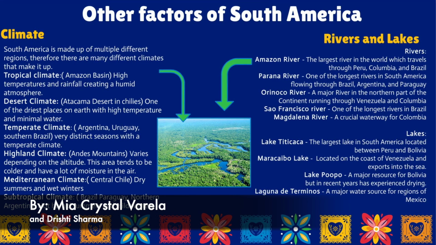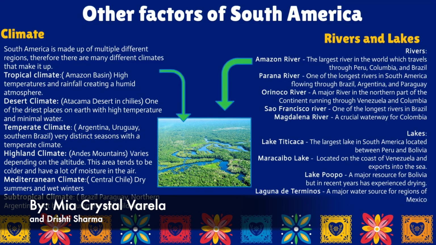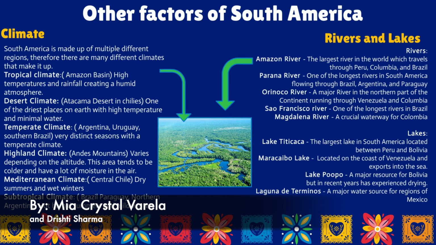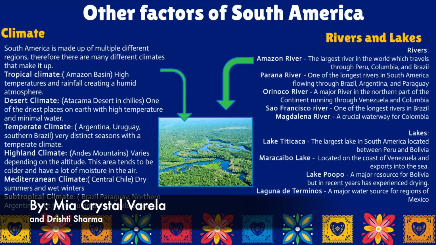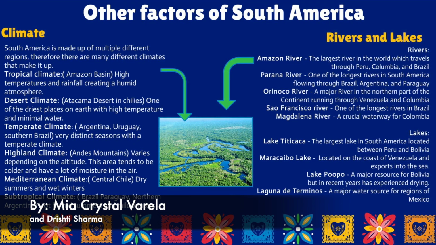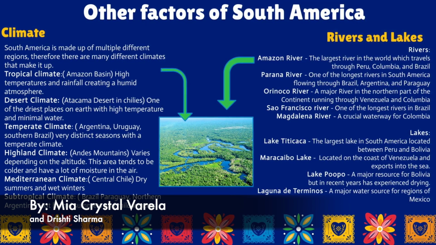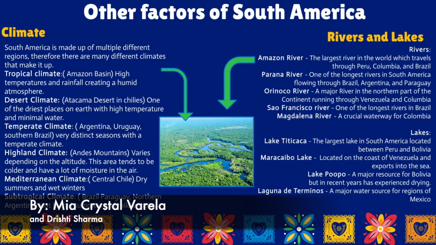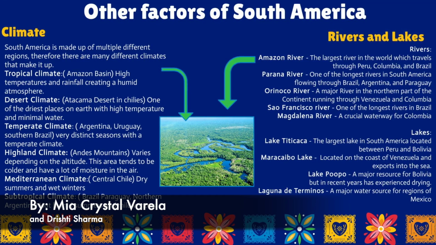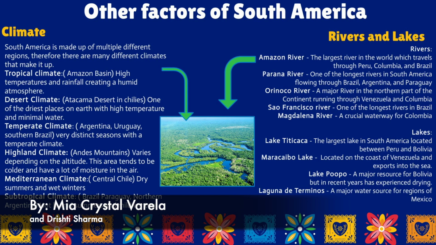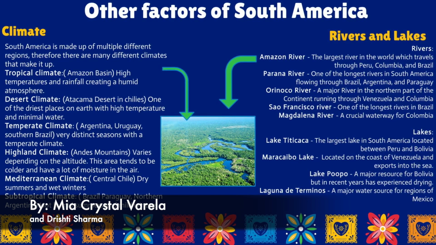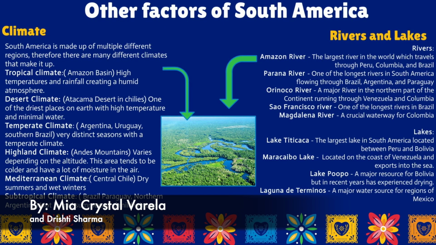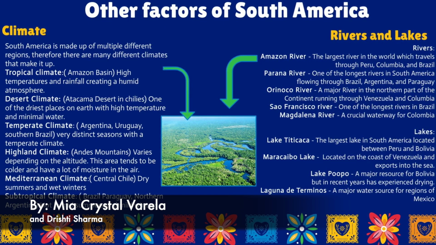So starting off with climate, you're going to have a different climate varying on where you are in South America. So if you're in a tropical climate, such as the Amazon Basin, you're going to have high temperatures and rainfall, creating an atmosphere that is humid. If you're in the desert climate, such as the Atacama Desert in Chile, this is one of the driest places on the earth, and so the high temperature is going to be present with minimal water in the air. If you have a temperate climate such as Uruguay or southern Brazil, you're going to have very distinct seasons with a temperate climate as the seasons change.